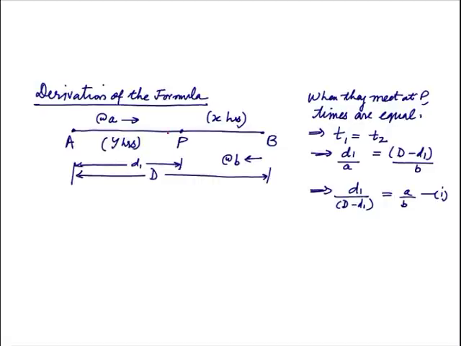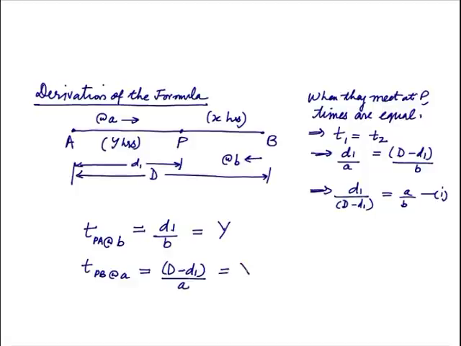Now, once they have met at P and they have moved on to their respective destinations, then we know that the time taken by the second body to cover the distance PA at the speed of B units will be D1 upon B, but this time is given to us as Y. I hope you know that. That was the original concept statement. And by the same logic, the time taken by the body to cover the distance PB at a speed of A will be D minus D1 upon A, but that is given to us as X. Just divide this by this. So that gives us D1 upon B upon D minus D1 upon A is equal to Y by X.